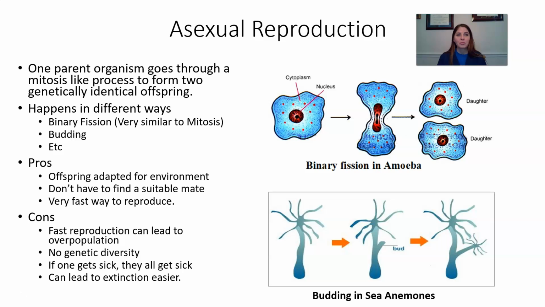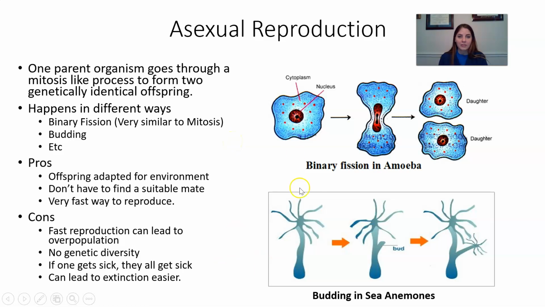Some organisms employ the use of a process called binary fission. This is very similar to mitosis, and it results in just the same type of offspring as the parent. So kind of like mitosis, it's going to result in identical offspring or daughter cells. One of the examples is this little guy right here, an amoeba, and he's going to undergo a mitosis-like process called binary fission, which results in two identical daughter cells.